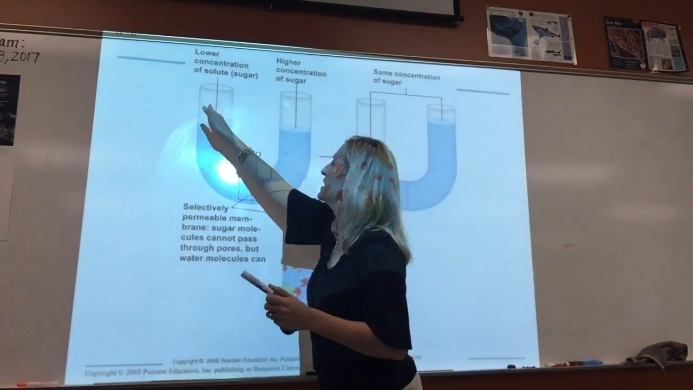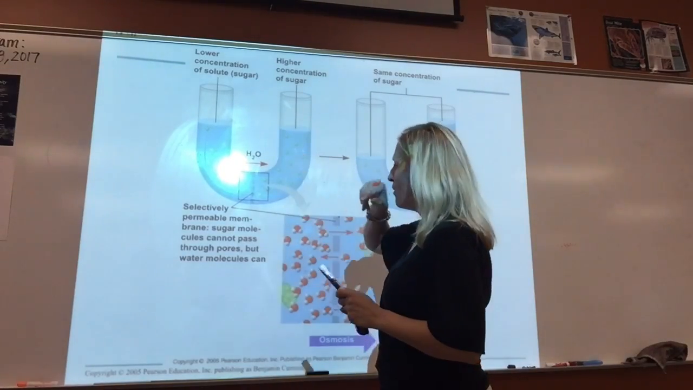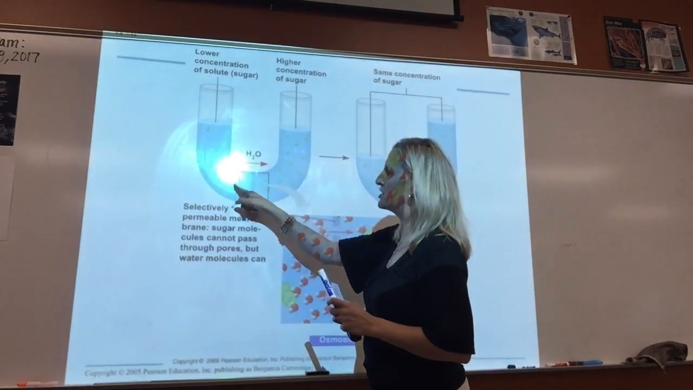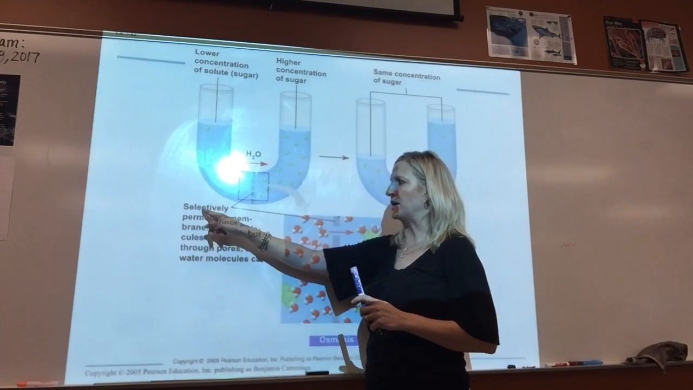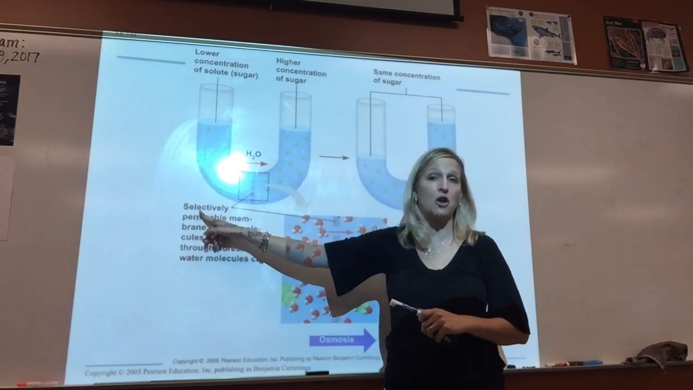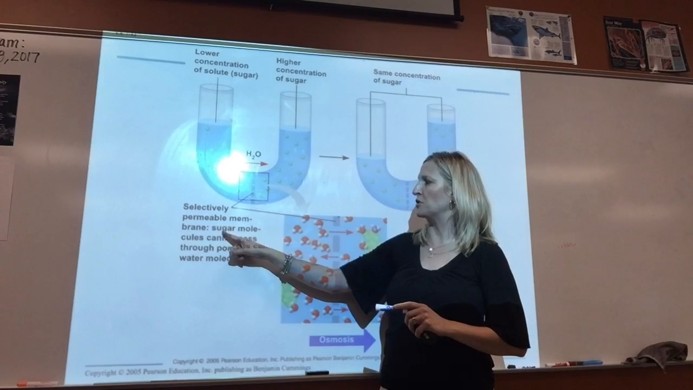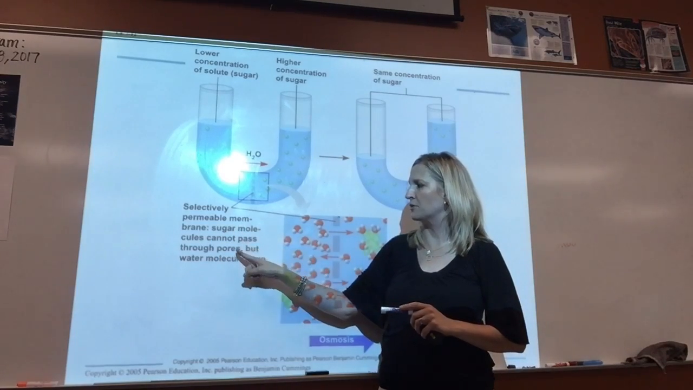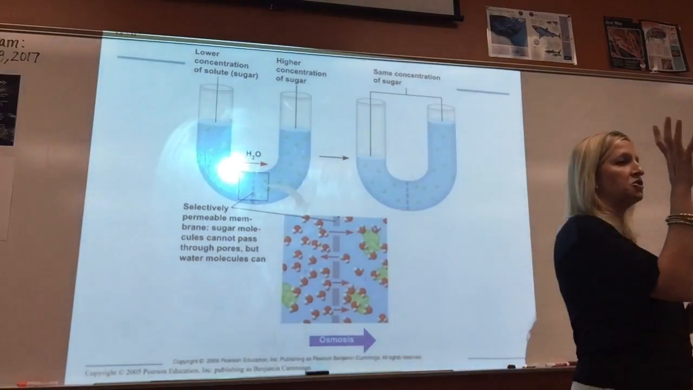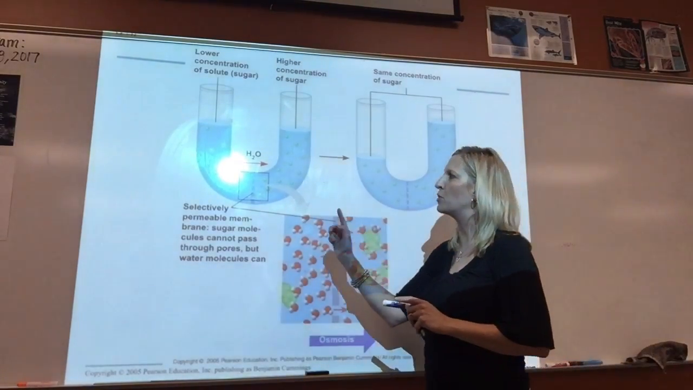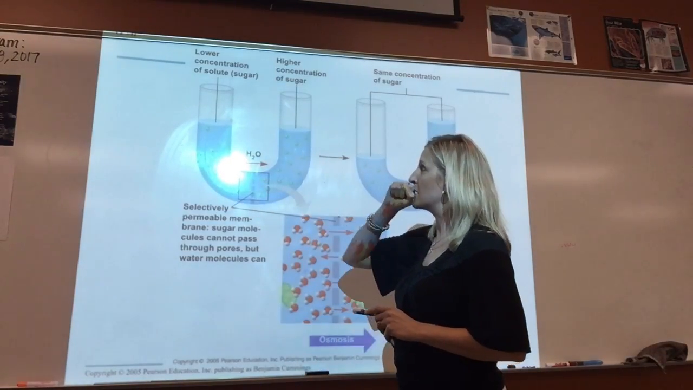So let's look at what you're seeing here. Let's just look at this upper left-hand U-shaped tube. Here, the two solutions on either side are separated by a selectively permeable membrane. So that means it only allows certain things to go into or out of it. It tells you what it allows through. Sugar molecules cannot pass through the pores, but water molecules can. Water molecules are much smaller than the sugar molecules. The water molecules can get through the pores, the sugar cannot. And these little green dots here are the sugar molecules.